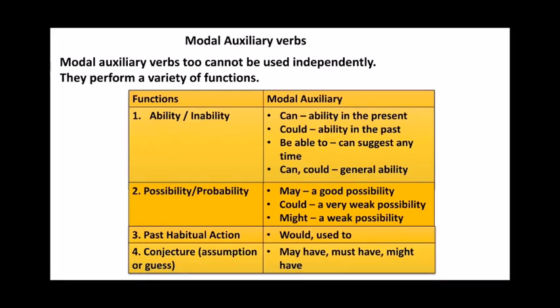Second is possibility or probability. In this we have verbs like may, which is for a good possibility. She may have done it. Next is could, a very weak possibility. She could have done it. Next is might, a weak possibility. She might have done it.